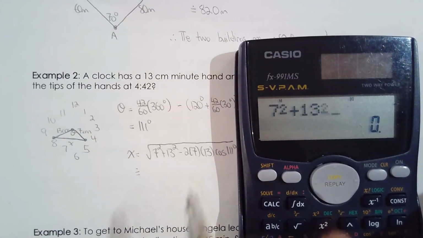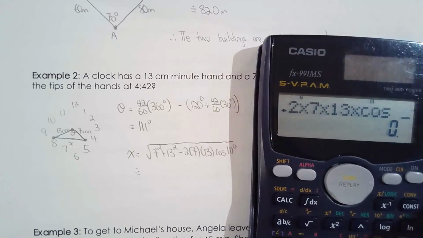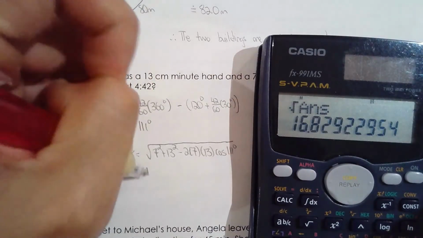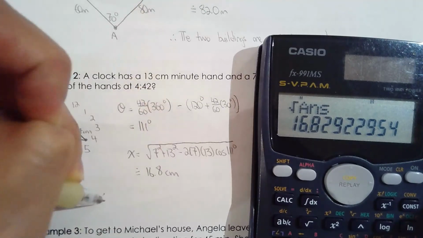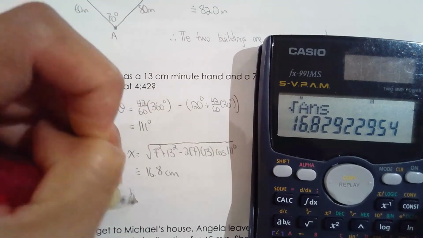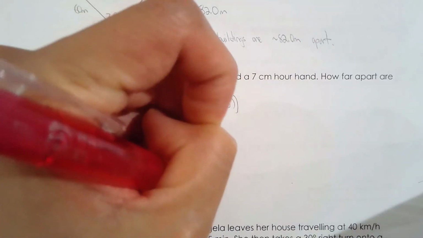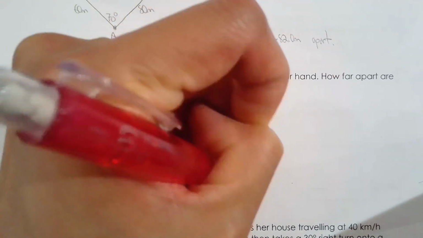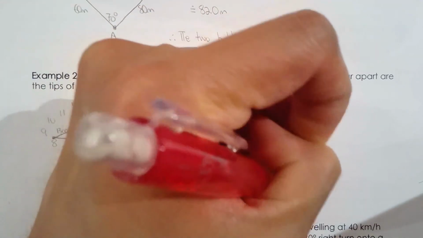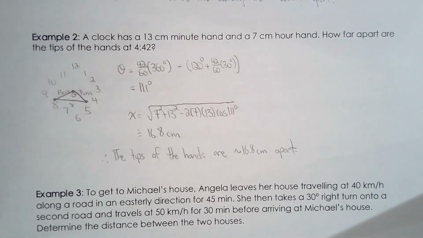7 squared plus 13 squared. So the distance is approximately 16.8 centimeters. Okay. So I think the key misconception, once again, is that you cannot assume the hour hand is pointing at a number. But once you overcome that hurdle, it becomes easier.